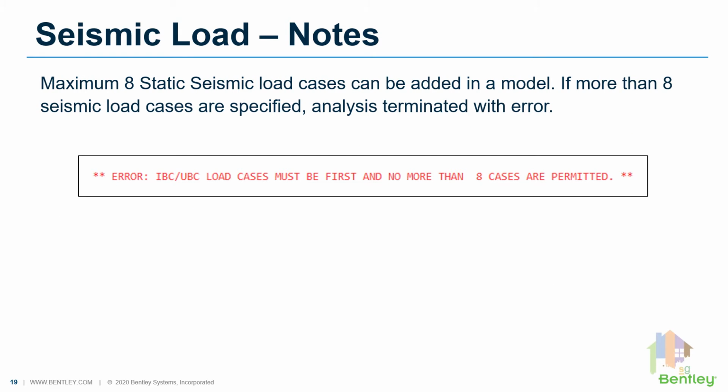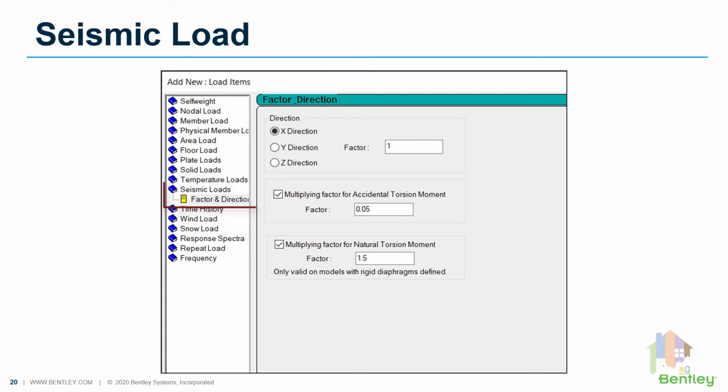And finally, a maximum of 8 static seismic load cases can be added in a model. If you add more than 8 seismic load cases, then analysis is terminated and an error message is reported in the output. This number does not include dynamic load cases, so you can add 8 static seismic load cases along with multiple dynamic load cases. That is allowed.